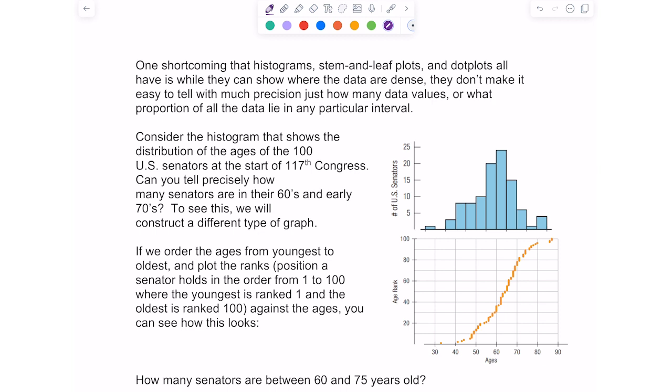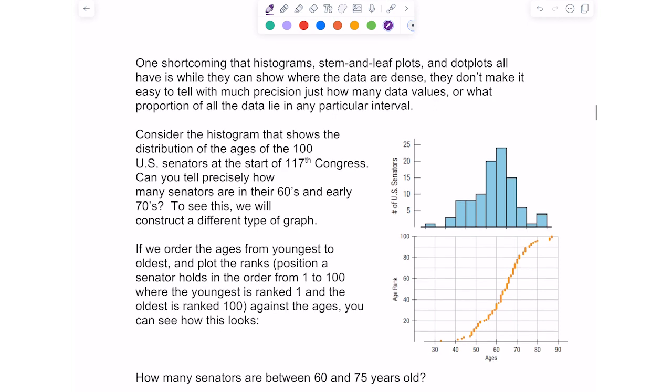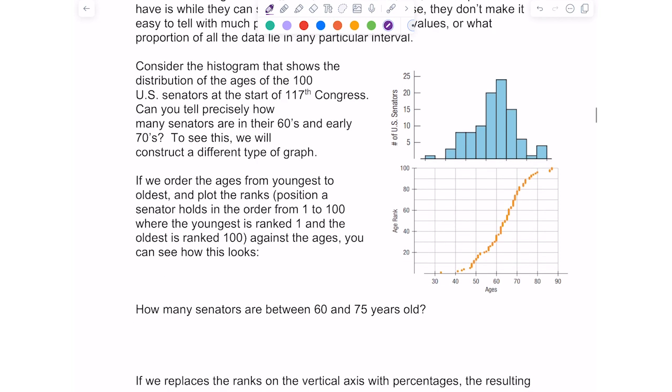So one of the shortcomings that histograms, stem and leaf plots, and dot plots, the three we've talked about so far, all have is that while they can show where the data are dense, they don't make it easy to tell with much precision just how many data values or what proportion of all the data lie in any particular interval. So here's a histogram, and it shows the distribution of the ages of 100 US senators at the start of the 117th Congress.